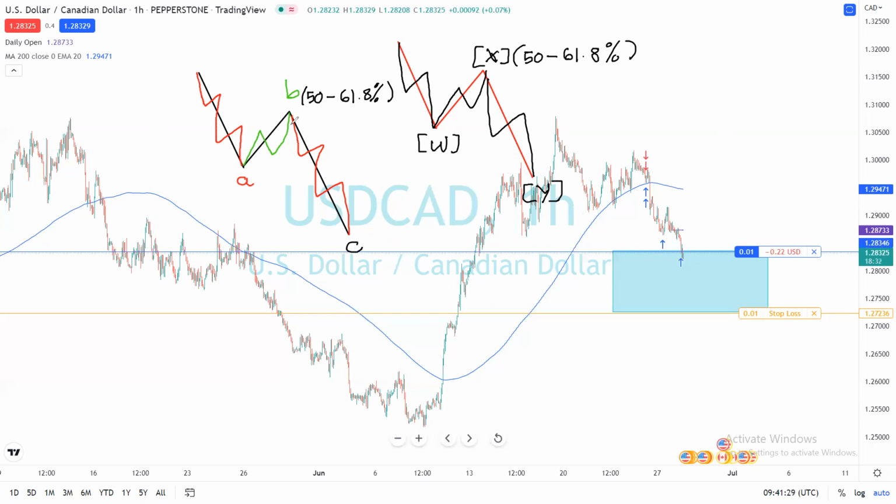So you've been watching this pair back to back. Like I have with me open here the chart for USD Canada. I've been tracking it for a very long time now.